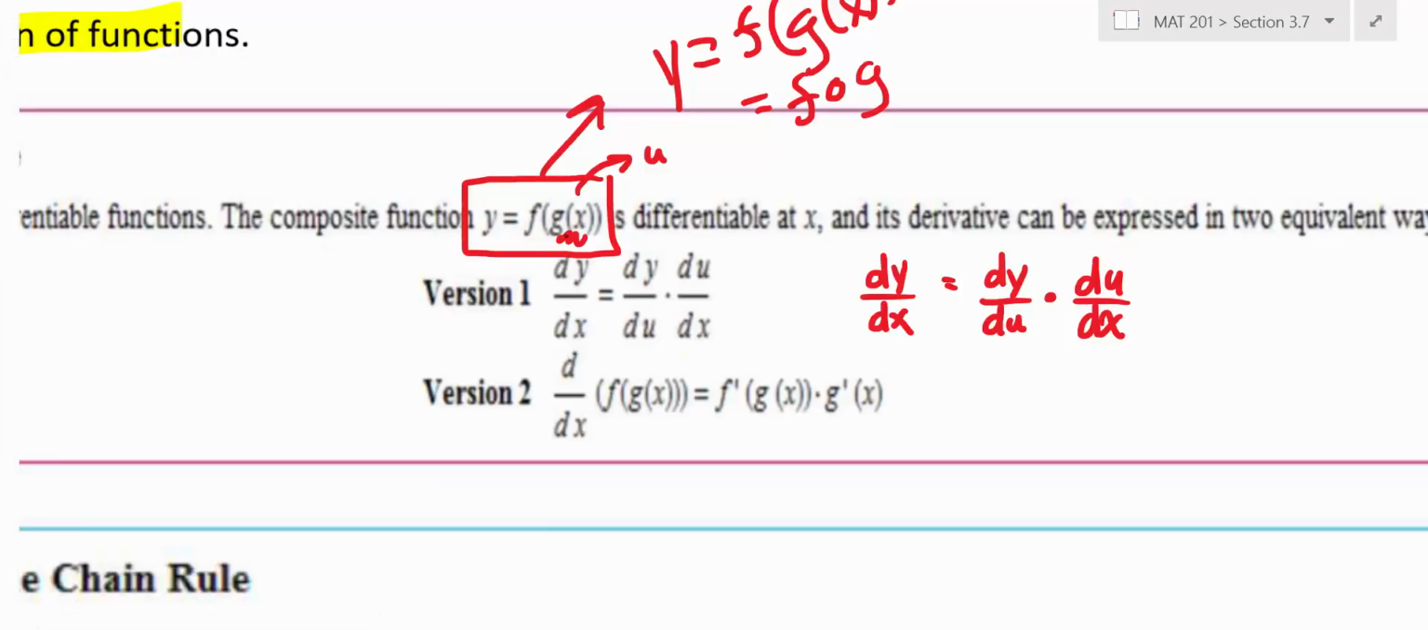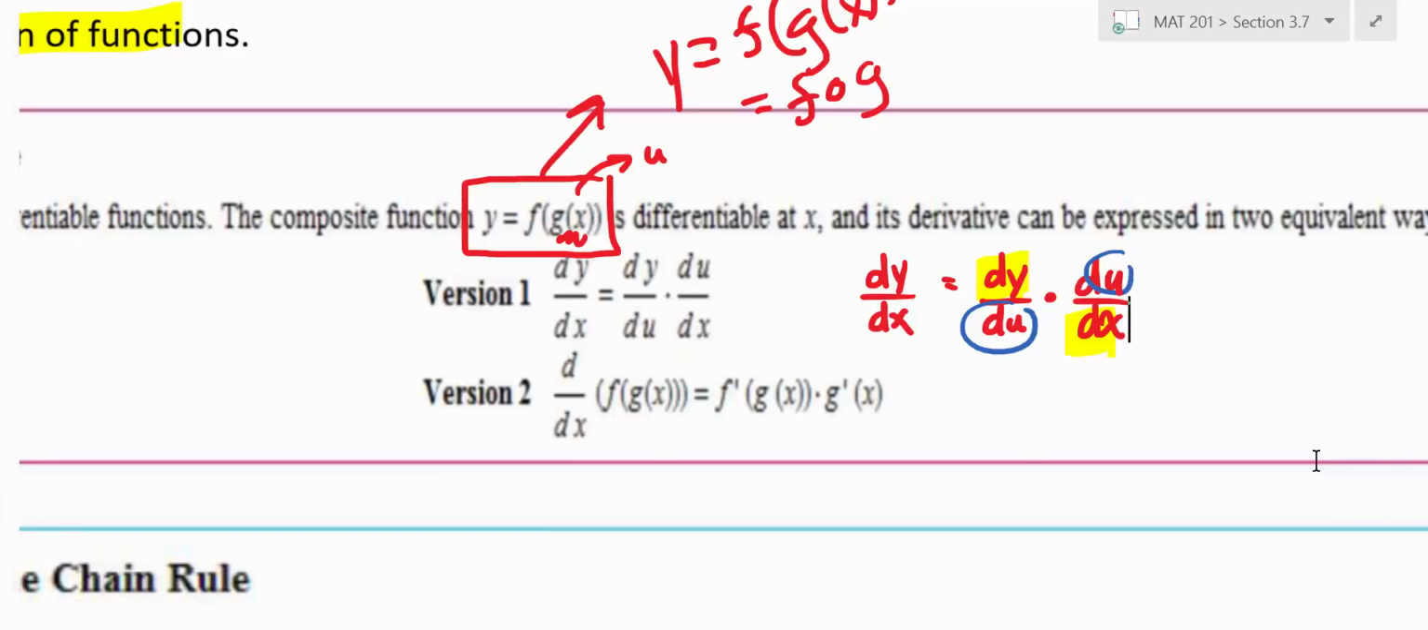Now, here's one way to remember this. There's dy over dx right there. It's not that these things cancel, but they kind of do. That's how I remember it. I've got dy over dx, then I have a du there and a du there. Visually, I just think of it that way.